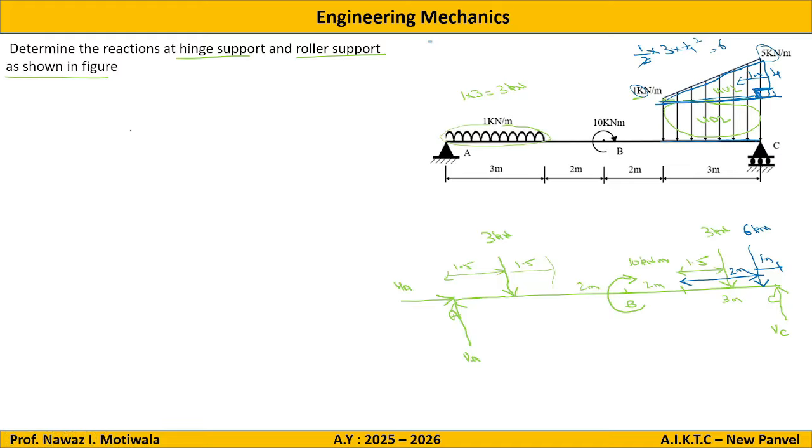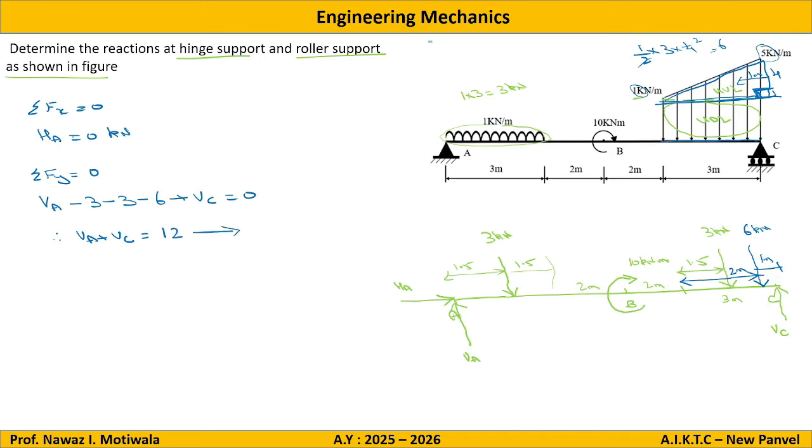Now, as usual, we will start with the summation of Fx. So summation of Fx should be 0. Adding all the forces in x direction, I will have HA. There is only one force, so directly I will get HA equal to 0 kilonewton. Then summation of Fy equal to 0, adding all the forces in y direction. So we have VA minus 3, minus 3, minus 6 plus VC equal to 0. So I will get VA plus VC is equal to 12. Let this be equation number 1.